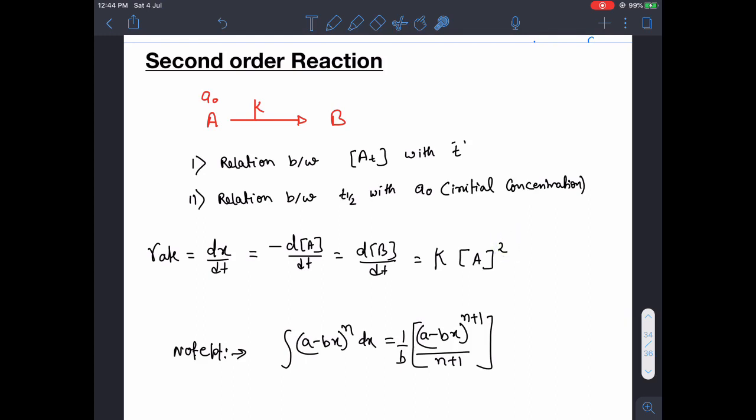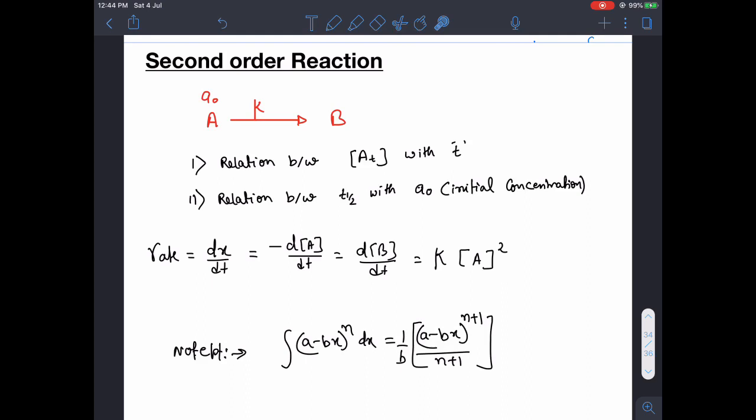Now for this integral you need to know a very important integral. If you have an integral of the kind A minus bx to the power n, then the final result will be, the coefficient of x will be divided here, so 1 by b, A minus bx whole to the power n plus 1, and whole divided by n plus 1. This will be really useful. If you know it, well and good, otherwise just remember it for a while.